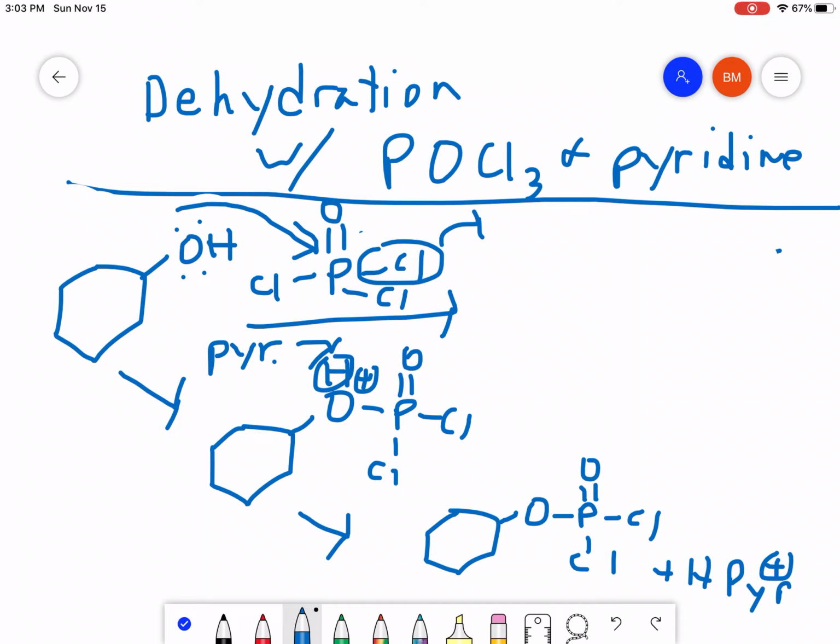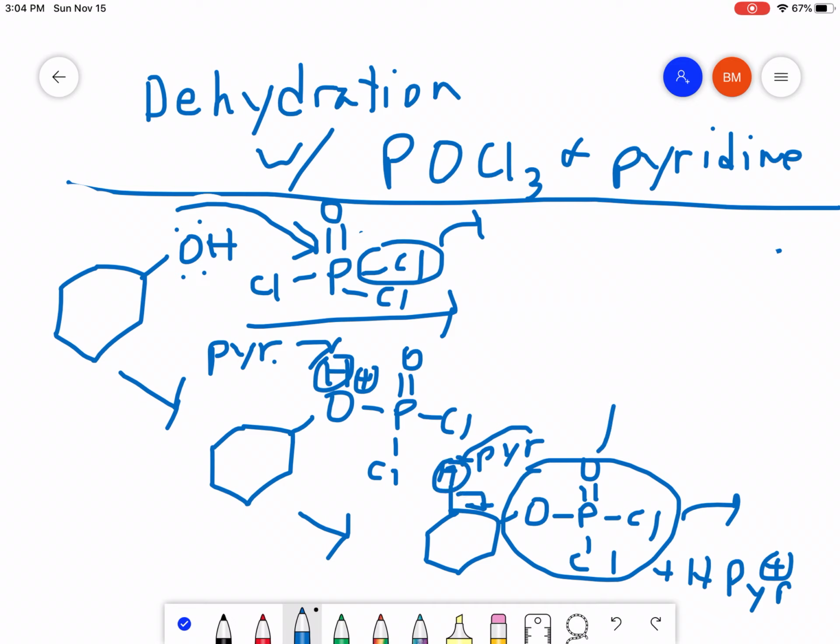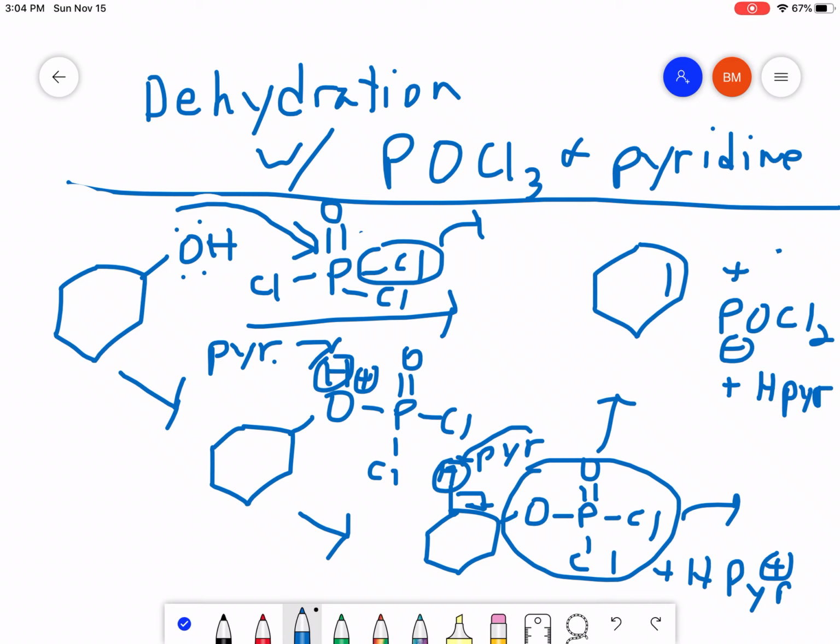And it's going to be this group, now that we've made, that's going to act as your leaving group. This is going to leave, and what's going to happen is, again, we're going to target a beta hydrogen. We only have one type in this example. Another pyridine is going to come in. It's going to grab that H. These electrons will move into a double bond. So we end up with our alkene. We end up with POCl2. And we end up with another protonated pyridine.